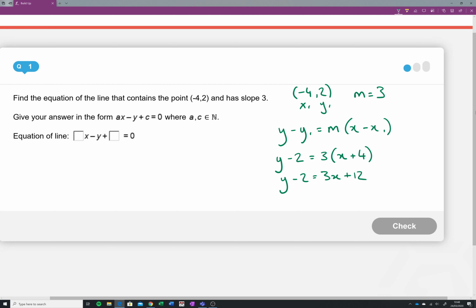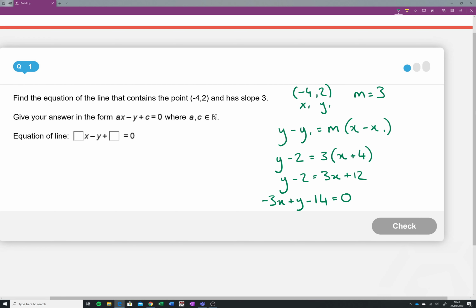So first thing, to get it equal to 0, we want to have everything over on the left hand side. So the way that we'll do that is subtract 3x from both sides and subtract 12 from both sides. So taking away 3x, I'm taking away 12 from both sides. There we go. Now that's almost the perfect answer, except they did specify that y had to be minus y.